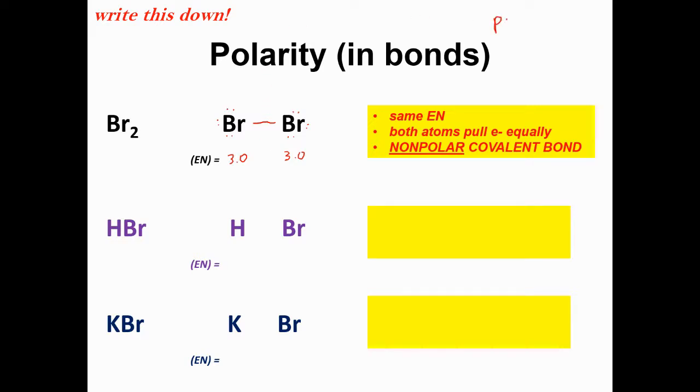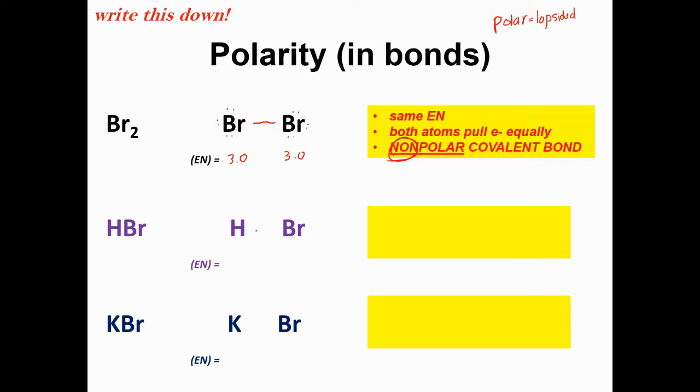Now, one really important thing to remember, the word polar, you should associate that with being lopsided. Okay? If something is polar, it's different on both sides. So if it's the same on both sides, we say it's nonpolar. This is a classic example of a nonpolar covalent bond between 2 atoms of the same element.